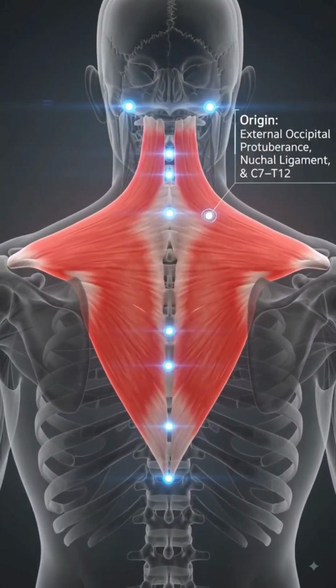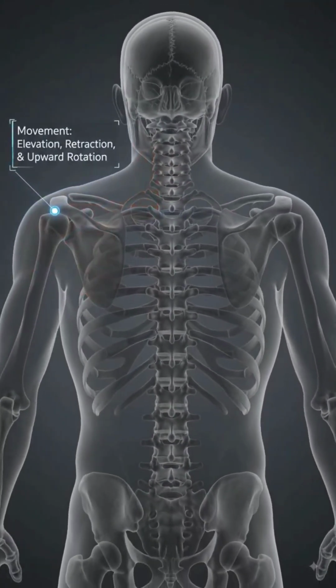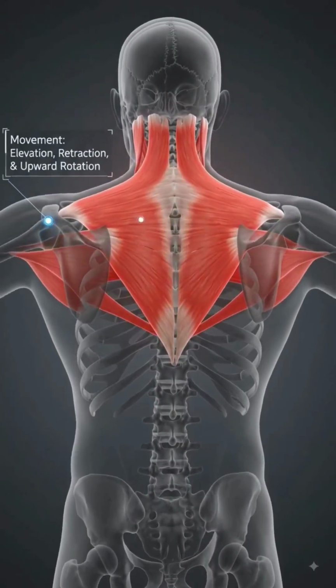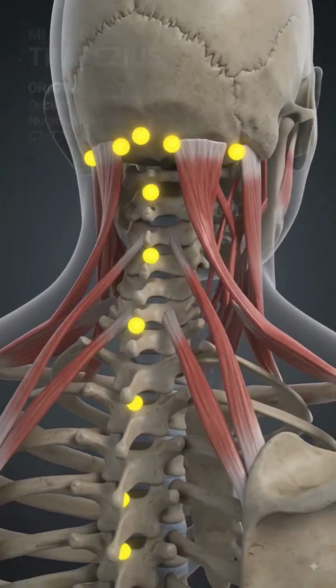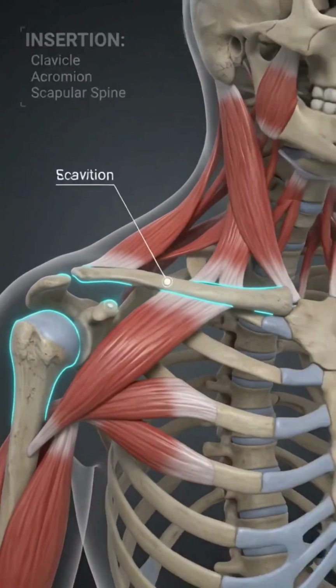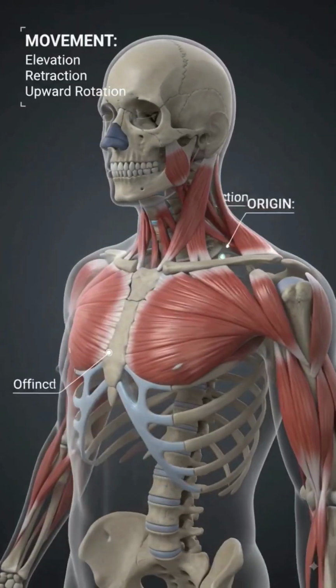Trapezius. Origin, occiput, nuchal ligament. Insertion, clavicle, acromion, scapular spine. Movement, elevates, retracts, and rotates the scapula. Trapezius. Origin, C7 to T12. Insertion, clavicle, acromion, scapular spine. Movement, elevates, retracts, and rotates the scapula.